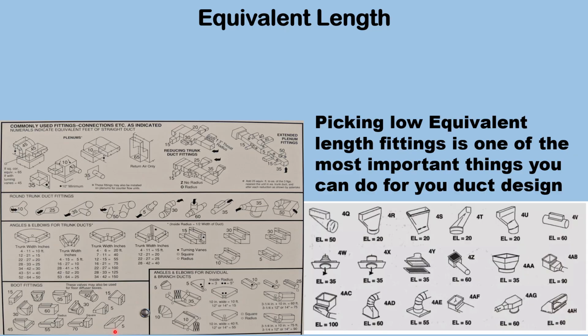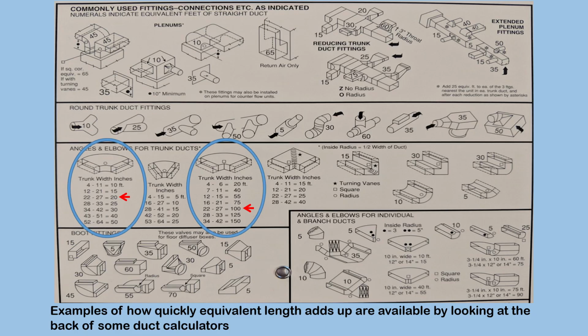And this is a key thing, guys. Picking low equivalent length fittings is one of the most important things you can do for your duct design. And you see here, they all have their numbers, and you can figure out which ones you need to use. But just remember, the ones that have sharp turns and are squared off rather than rounded off and all that, they're going to be higher on your equivalent length.